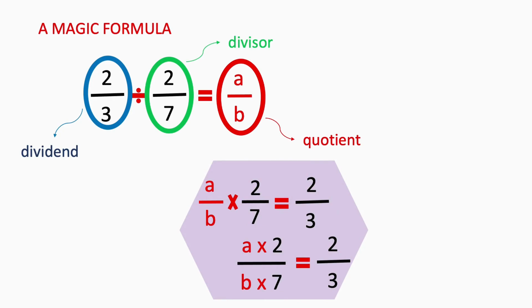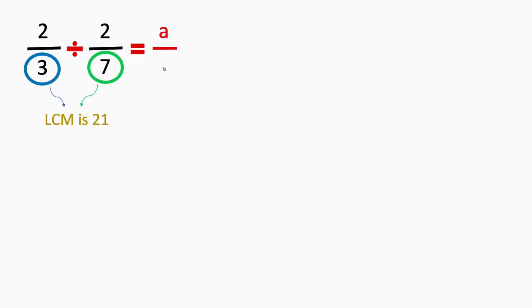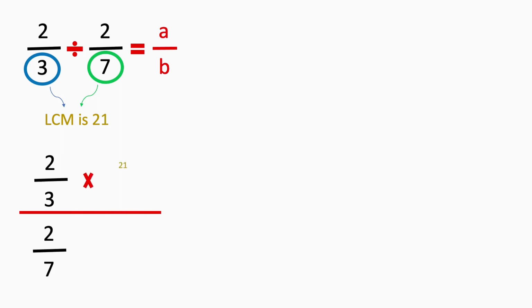Now, I want to show you a magic formula by using the LCM of the denominators of fractions. Be careful which fraction is the dividend and which is the divisor, because it is important. As we said in here, 2 over 3 is the dividend and 2 over 7 is the divisor. The LCM of 3 and 7 is 21. We can write the division as a fraction like this.